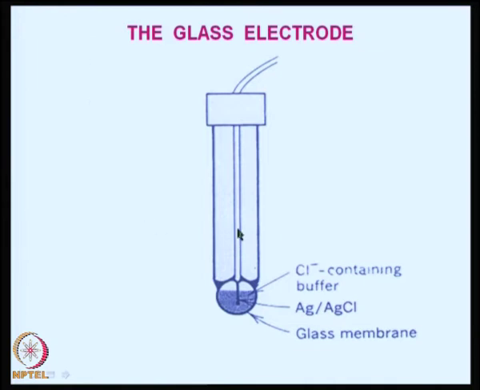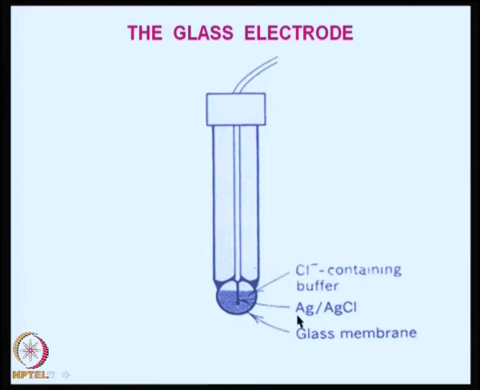I have a silver chloride electrode with a connection outside. This is a glass tube and it has a small bulb here, and then in the bulb I have the silver chloride electrode, that is this one, and then I have a chloride containing buffer solution. So, this, if I dip in a solution of unknown concentration, sets up a concentration cell.